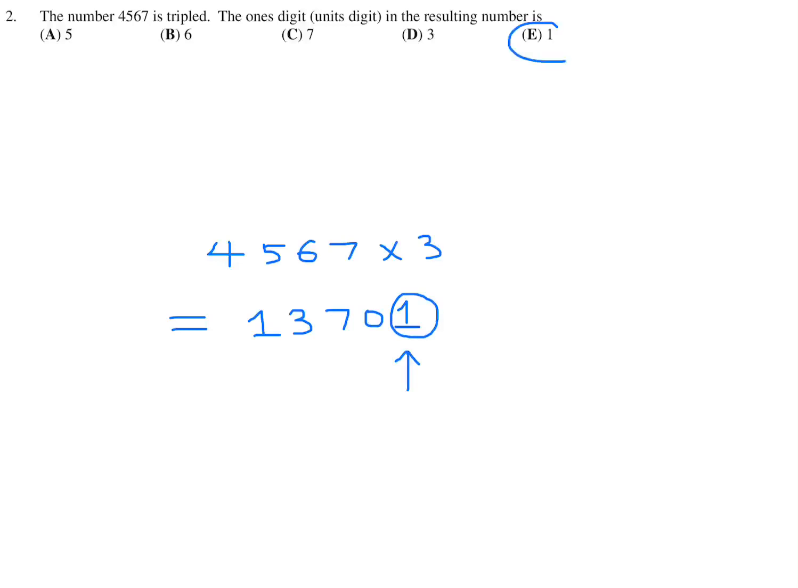The number 4567 is tripled. The ones digit or units digit in the resulting number is. So 4567 is tripled, so you multiply it by 3. And the resulting number is 13701. The ones digit or units digit is that digit right there, which is, of course, 1. So the answer here is E.